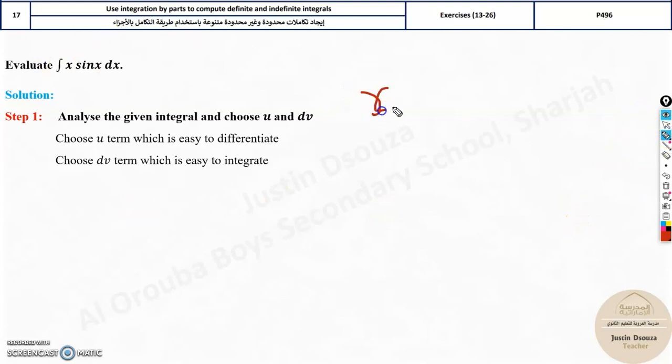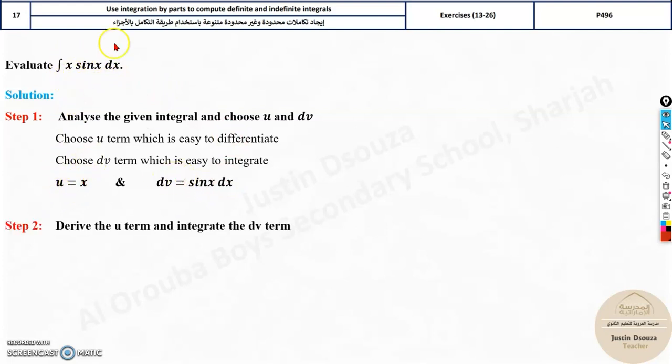Let's look. If you differentiate x, it is 1. It's so simple. Whereas if you integrate x, it'll be x squared divided by 2, which is much more complicated, right? So we choose u as the term that is easy to differentiate, that is x, and take the other term for integration. Now remember, not only sin x, you also need to take dx whenever we choose it as dv.